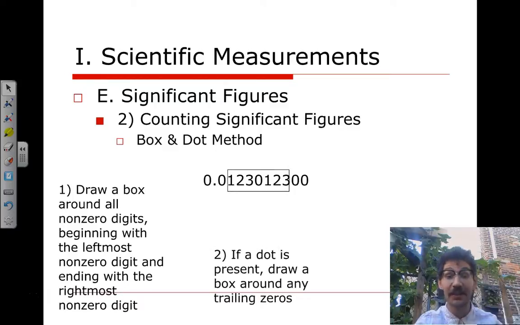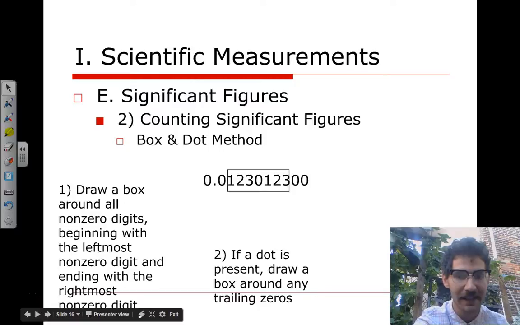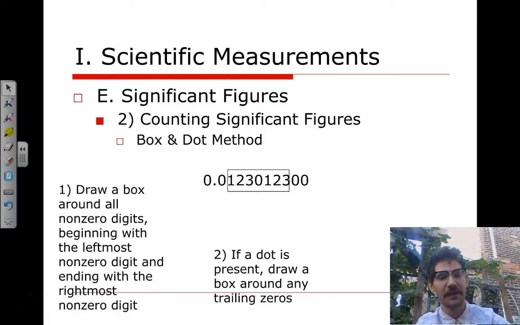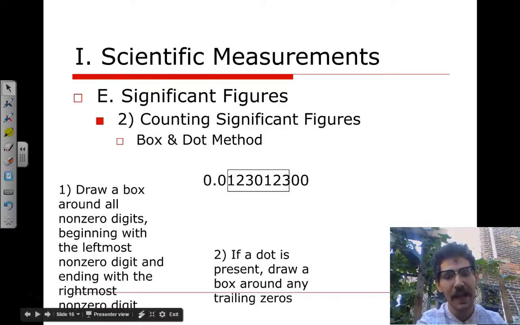Step 2, if a dot is present, or a decimal place dot, draw a box around any trailing zeros. Alright, well let's break that down. If a dot is present, there is in fact a dot present. So we have to follow the rest of the step. Draw a box around any trailing zeros. So trailing zeros are zeros hanging off the back of the number. We read our numbers across this way. These are trailing off the end. So we'll box those up.